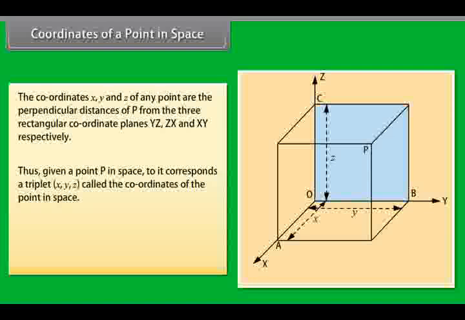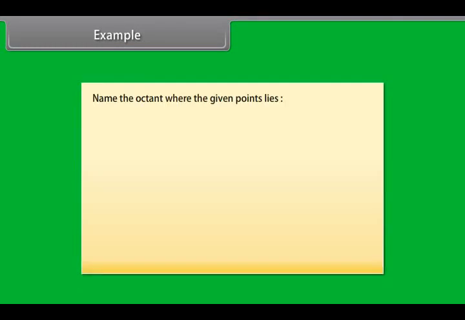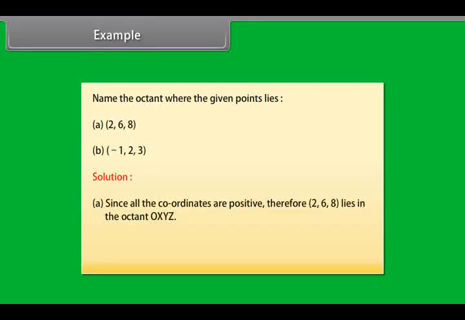Example: name the octant where the given points lie: (2, 6, 8) and (-1, 2, 3). Solution. Since all the coordinates are positive, therefore (2, 6, 8) lies in the octant OXYZ.